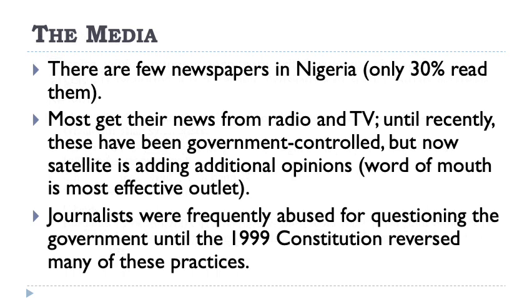There are few newspapers in Nigeria, only about 30% read them. Most get their news from TV and radio, which is common these days. Until recently, these have been government controlled, but now satellite is adding more options. The BBC, for example, or even CNN, have African divisions where you have reporters devoted to African news, and so people are getting a lot more of their news from those sources. And like we saw in China, a lot of journalists are frequently abused for questioning the government. But in more recent times, especially because of the Constitution, you see a lot of this reversed.